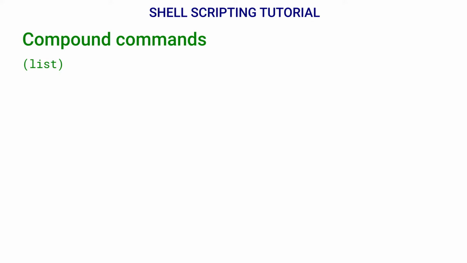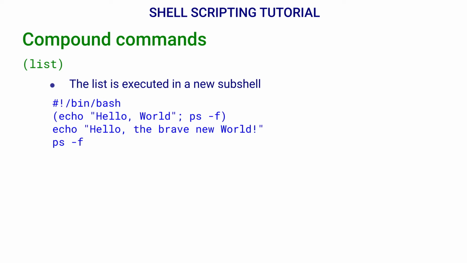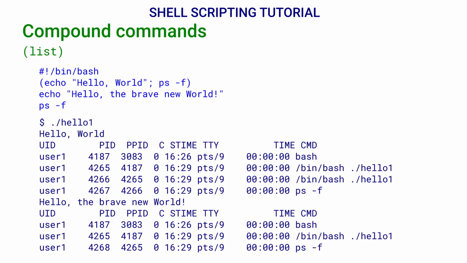List. When you specify a list in parentheses, a new shell called a subshell is created and the list is executed in it. So if you have a shell script named hello1 where there is a list in parentheses in the second line and we execute this, we get output similar to this. The first PS command executes in the subshell. You can see process ID 4265 for the shell executing hello1 and process ID 4266 is for the subshell. The subshell terminates and does not come in the second PS output.